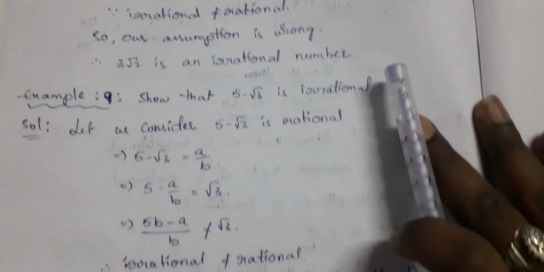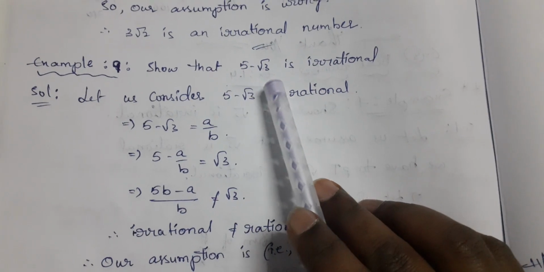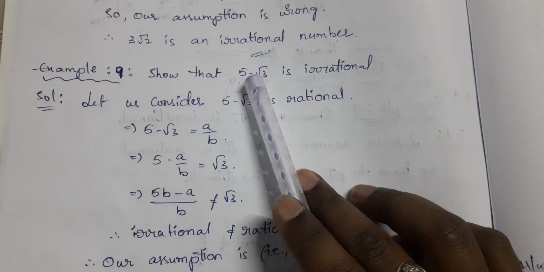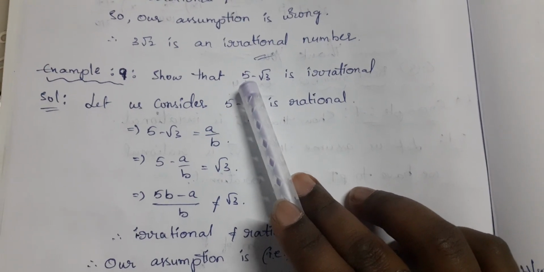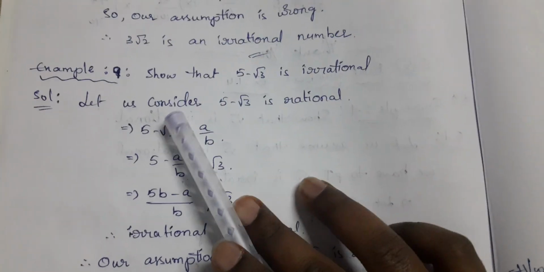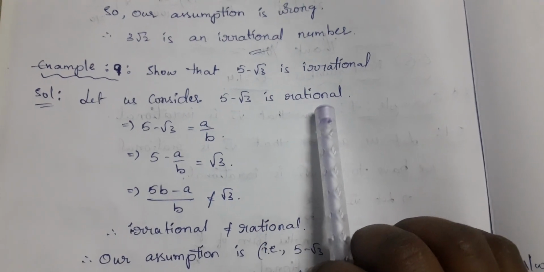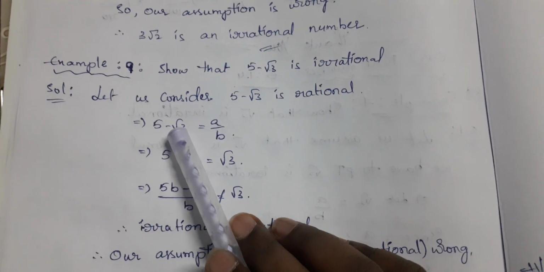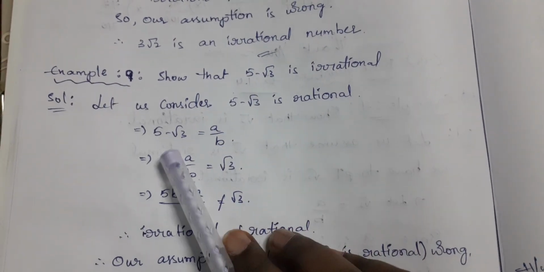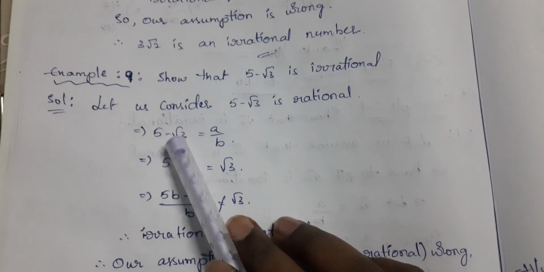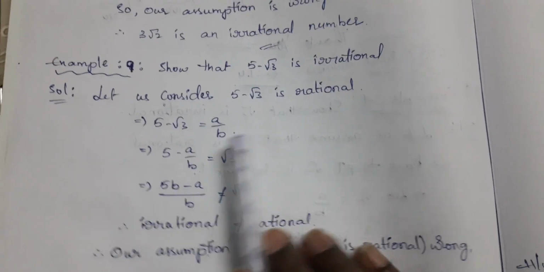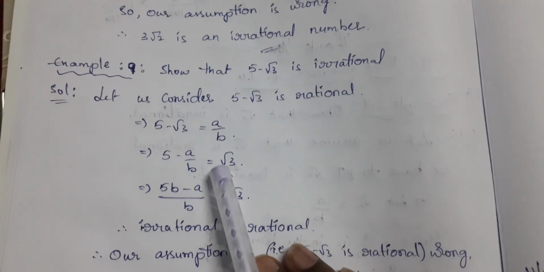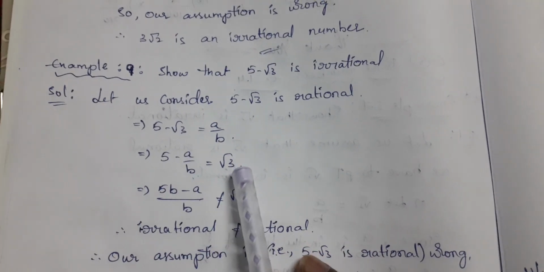Same, example 9, see here: show that 5 minus root 3 is irrational. Now it is in subtraction. One root value is subtracted from a rational value. Again we have to consider it is rational. So 5 minus root 3 is equal to a by b. I am transposing root 3 to this side and a by b to the other side, to avoid the negative sign. So 5 minus a by b is equal to minus root 3, transposing means plus root 3.